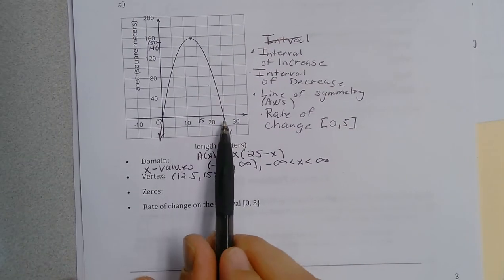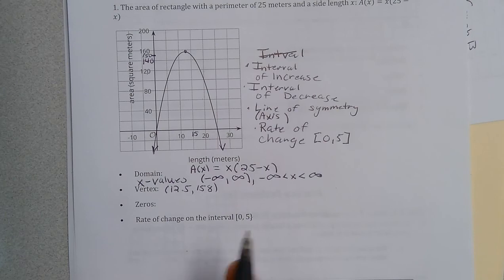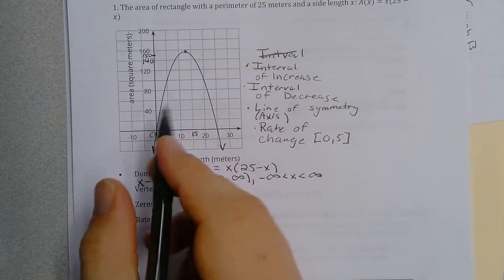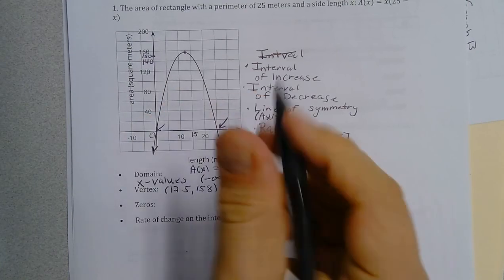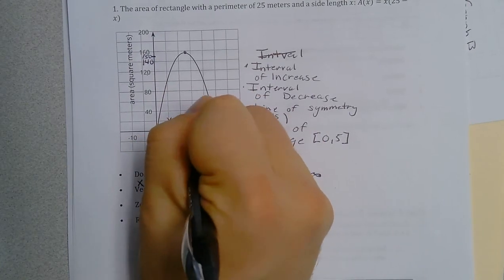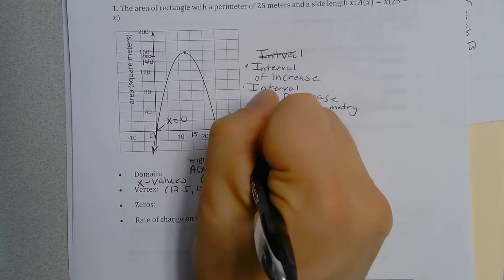Zeros are where the graph touches the x-axis. So I notice I have 2 zeros here and here. So my zeros, I'm going to say x equals 0 and x equals 25.